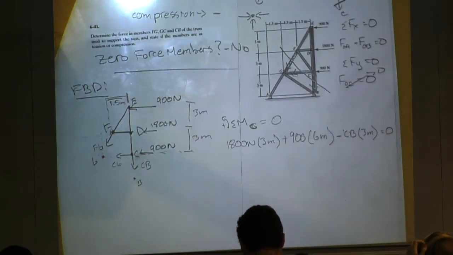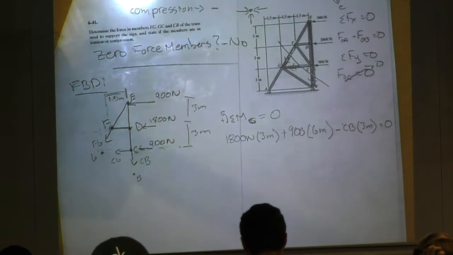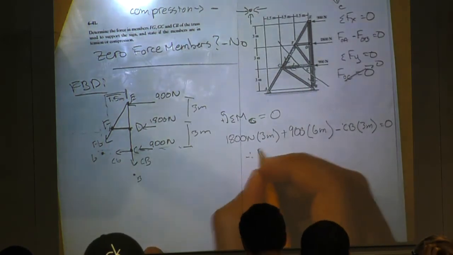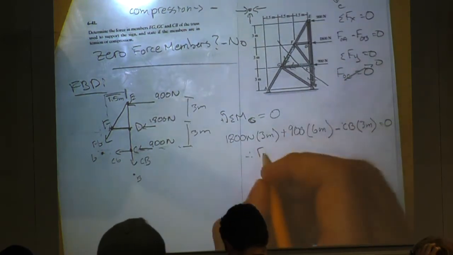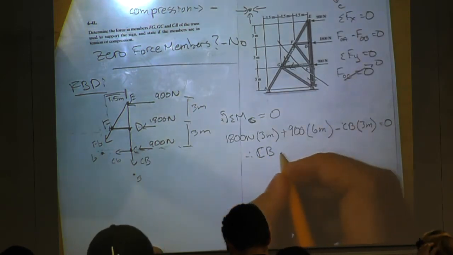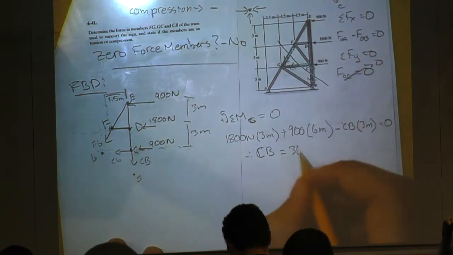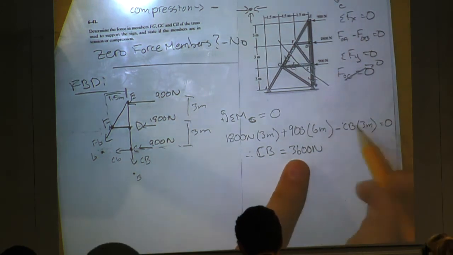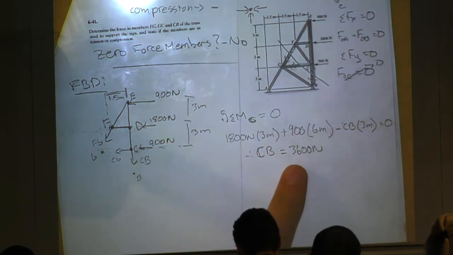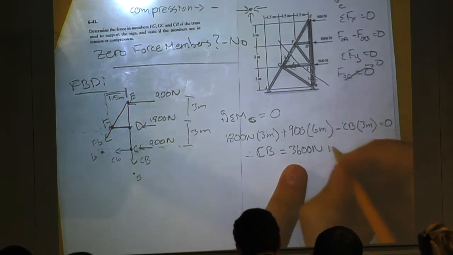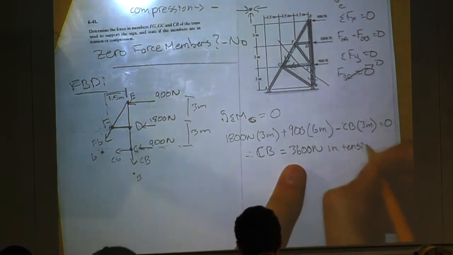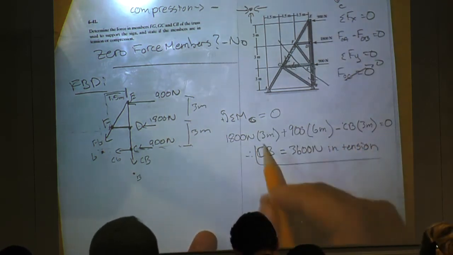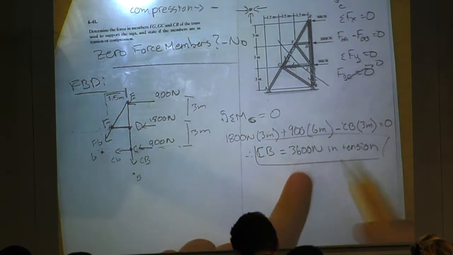Okay? All right, so now I have one unknown in my equation, so I can solve. CB is equal to 3,600 newtons. And I got a positive value, right? Because if I move this over, everything will be positive. I got a positive value, so that tells me that it's in tension. So I can just write that: 3,600 newtons in tension, because it asks tension or compression.